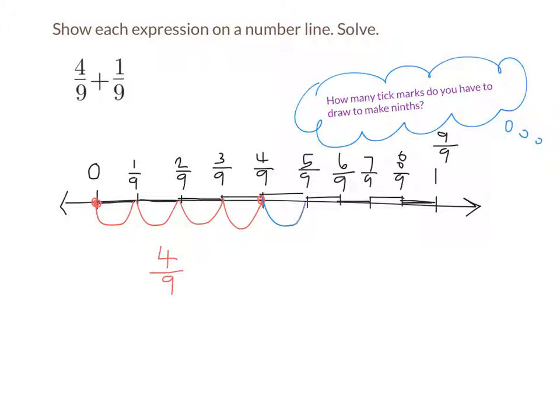So if I go 1 more 9th, what am I at now? 5. So therefore, if I go 4/9 and then I add 1 more 9th, how many have I gone altogether? 5/9. So what this number line shows is that 4/9 plus 1/9 is equivalent to 5/9.